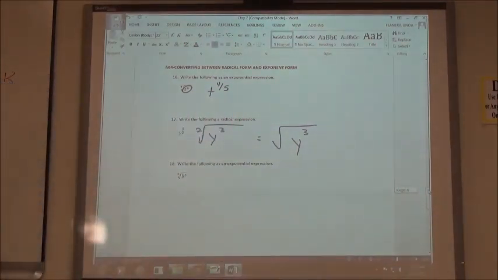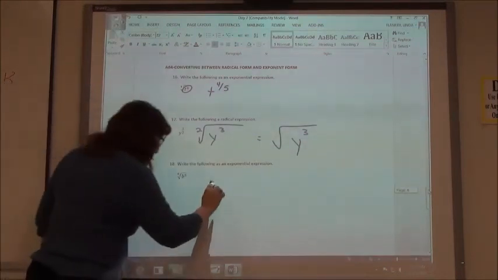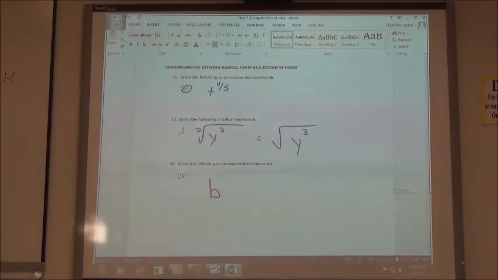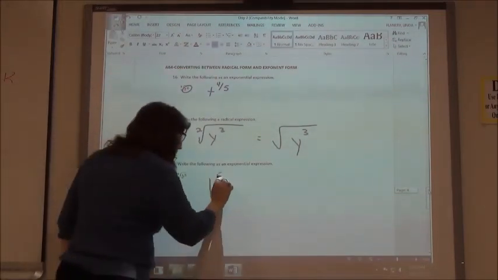If I have the 6th root of b to the 5th power, how would I write that with an exponent instead of with the radical? B to what power? Is it going to be 5/6? 5/6, exactly. That's what it's going to be.